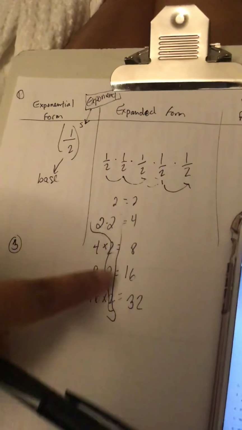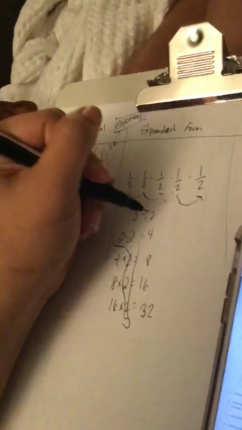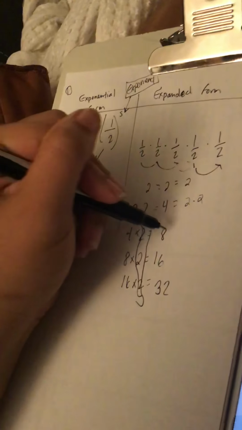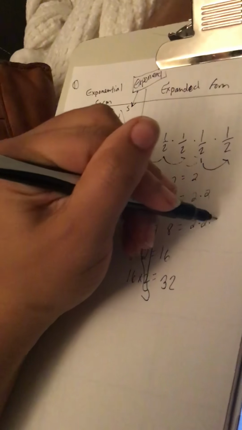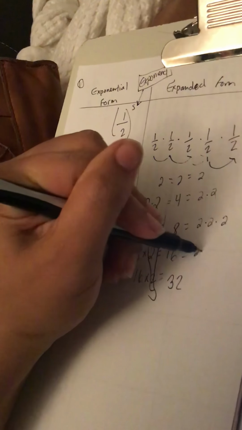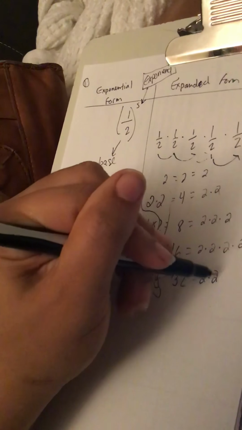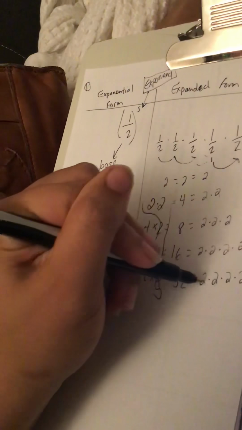So 2, 4, 8, 16, 32. I'm just going to do this. Another way you can look at this is the same thing as just 2. This is the same thing as 2 times 2. This is the same thing as 2 times 2 times 2. And this is the same thing as 2 times 2 times 2 times 2. And this is the same thing as 2 times 2 times 2 times 2 times 2.